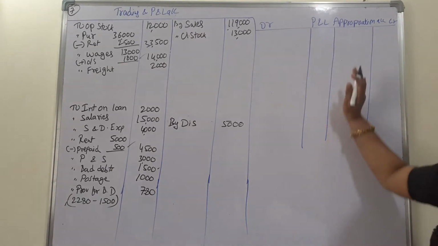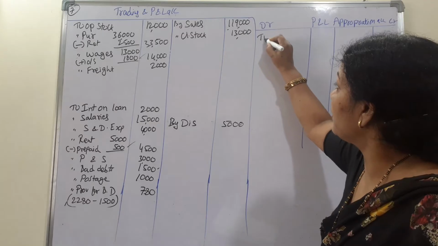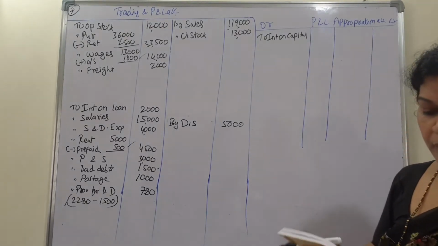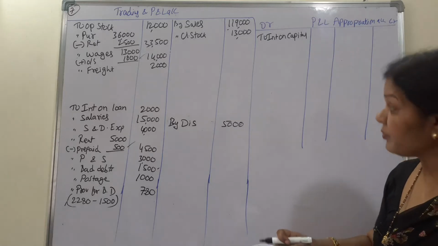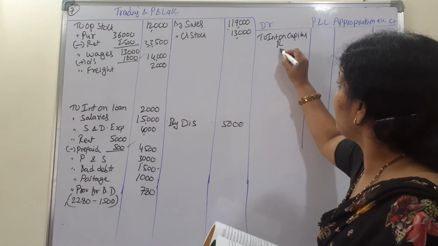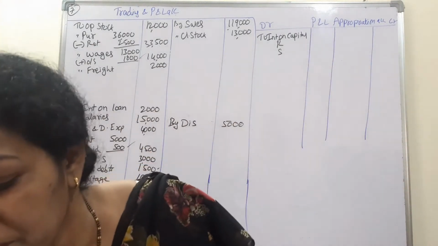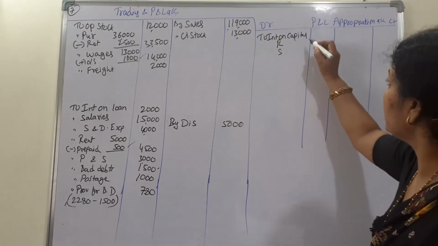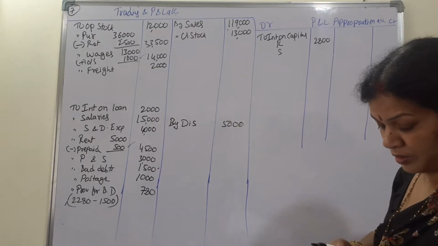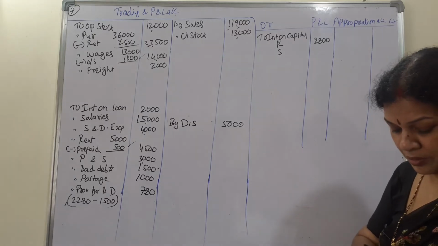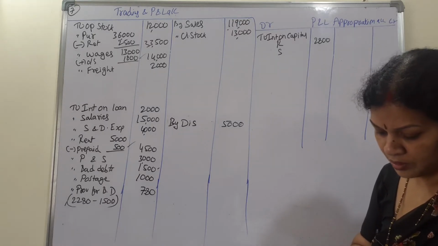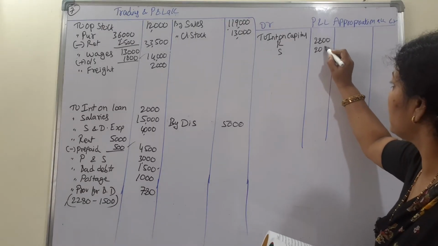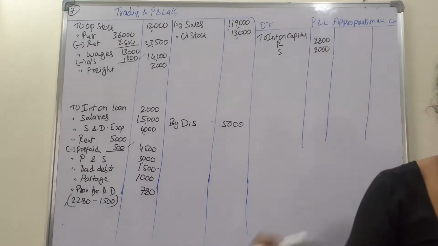Interest on capital, appropriation account, it comes on the debit side. To interest on capital. Capitals are 35,000 and 25,000 for Ramesh and Suresh. 35,000 into 8%, 2,800 this is. And next one is 25,000 into 8%, 2,000 it is. So interest on capital is over.